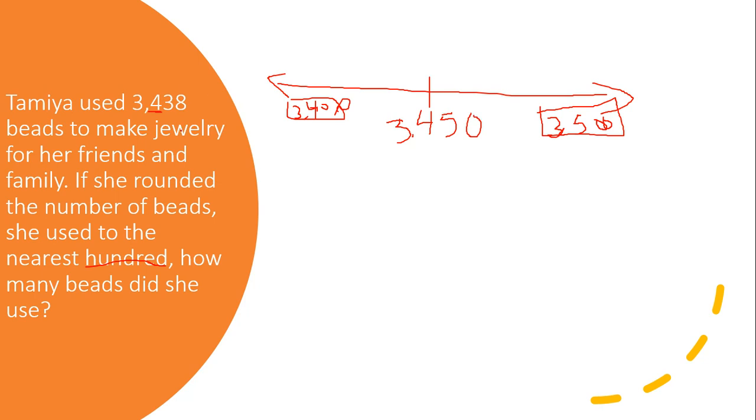Now I'm going to plot this number on the line. 3,438. Is it before 3,450 or after 3,450? Because I see this 38 and this is 50, I know that 38 is less than 50, so I would plot my number right about here. Now I look at my number line. Is this dot closer to 3,400 or 3,500? It's closer to 3,400 because it's on this side of the 3,450. So I would say my answer would be 3,400 if it was rounded to the nearest 100.